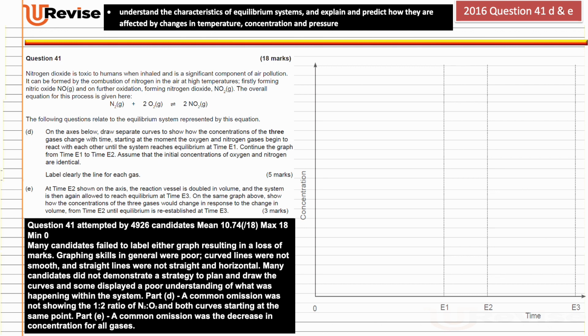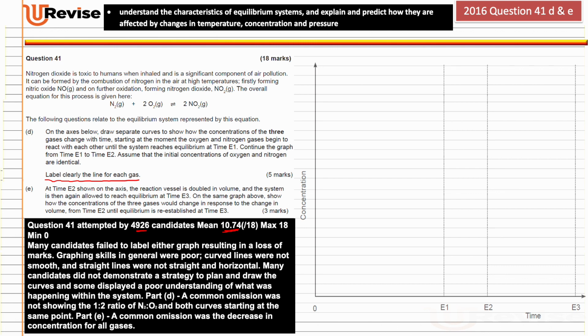Okay, according to the examiner, 4,926 candidates attempted the whole of question 41. The mean score was 10.74 out of 18. Many candidates failed to label either graph, resulting in loss of marks. The labeling of graphs is just a problem, but even though the question states you need to clearly label the graphs, graphing skills in general were poor. Curved lines were not smooth and straight lines were not straight and horizontal.